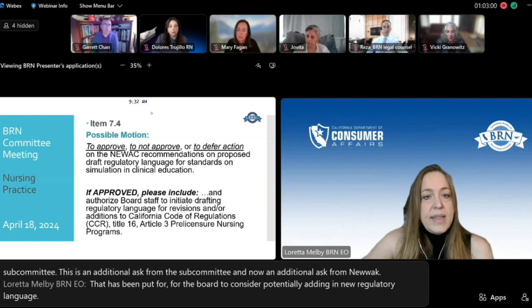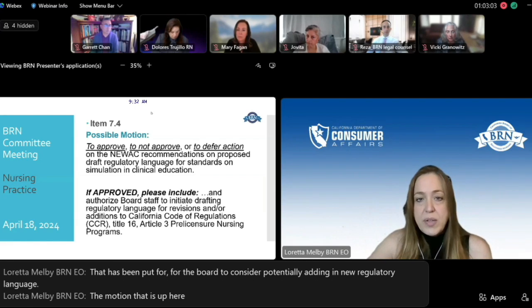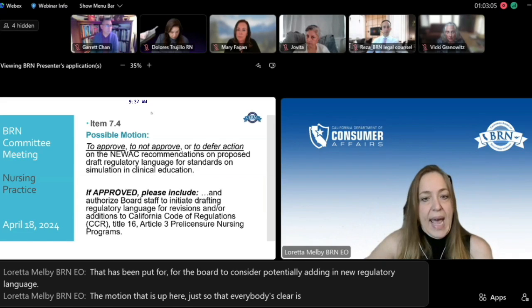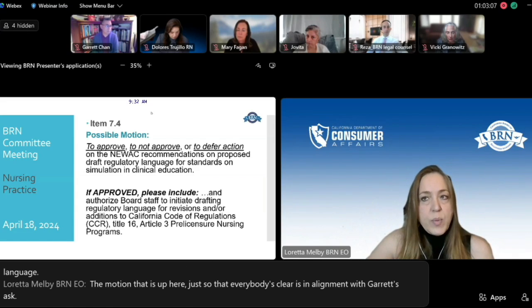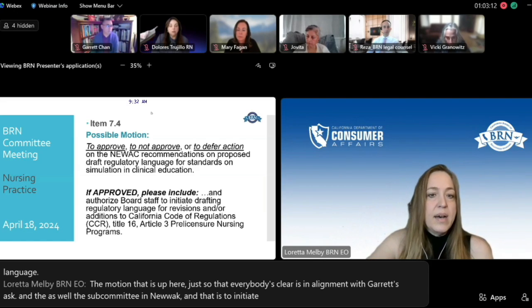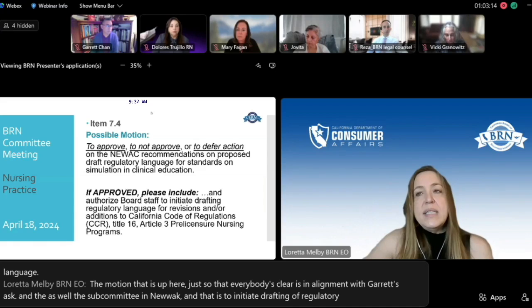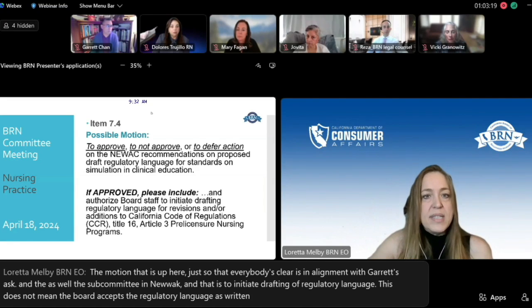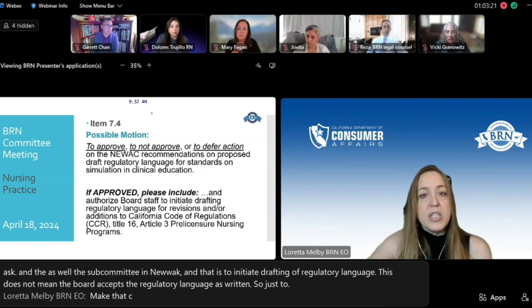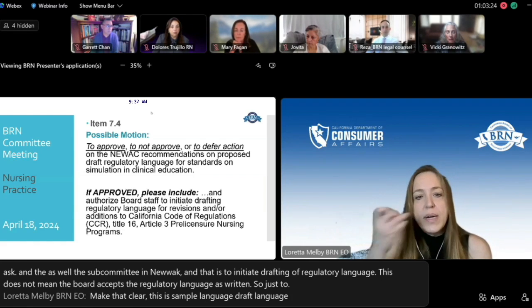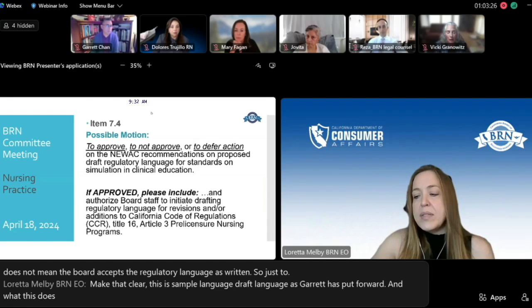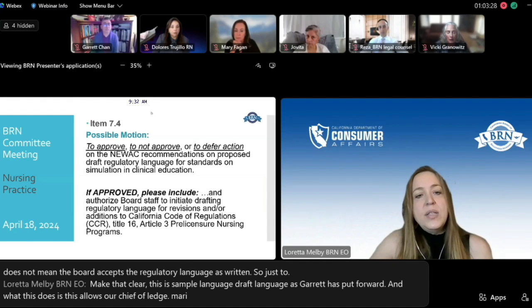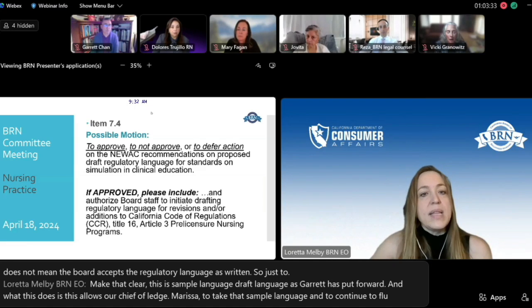The motion that is up here, just so that everybody's clear, is in alignment with Garrett's ask, as well as the subcommittee and NEWAC, and that is to initiate drafting of regulatory language. This does not mean the board accepts the regulatory language as written. So just to make that clear, this is sample language, draft language, as Garrett has put forward. And what this does is this allows our Chief of Legislation, Marissa, to take that sample language and to continue to flesh it out, meet with SMEs.